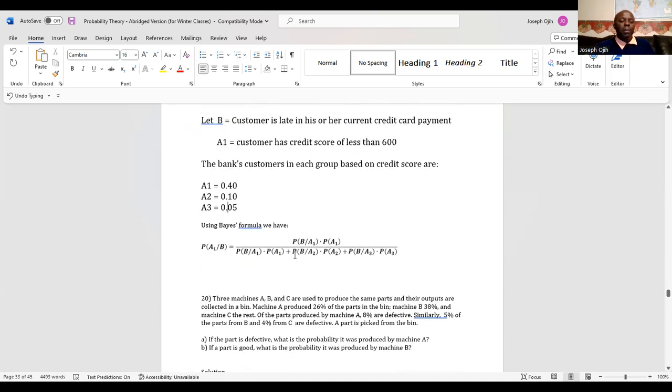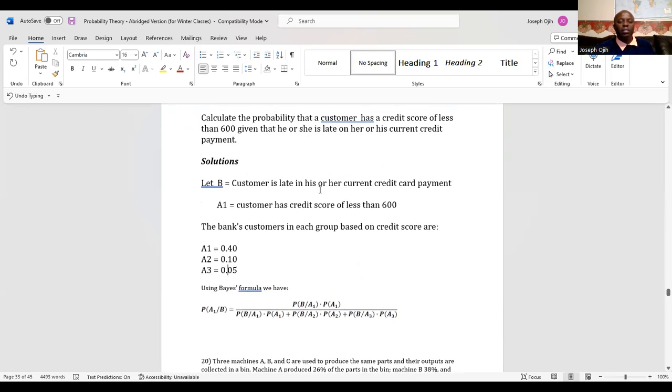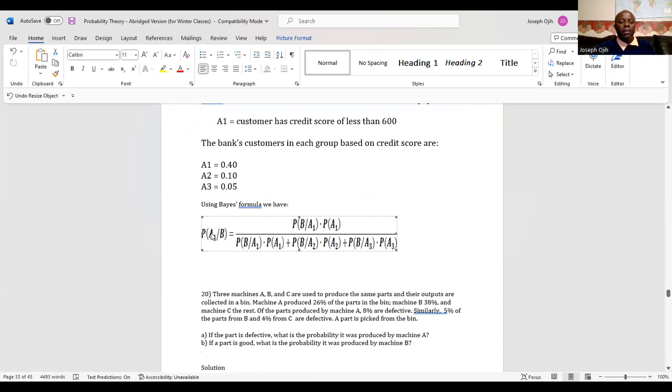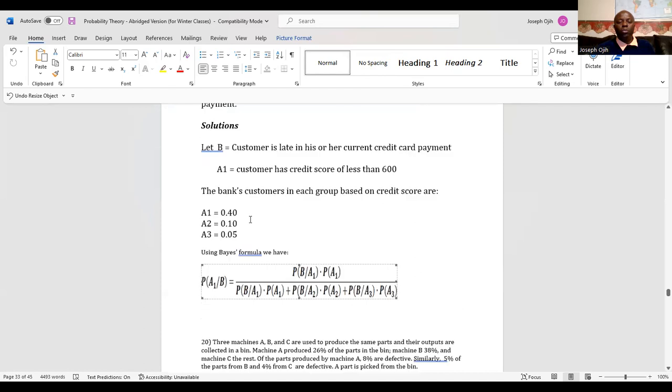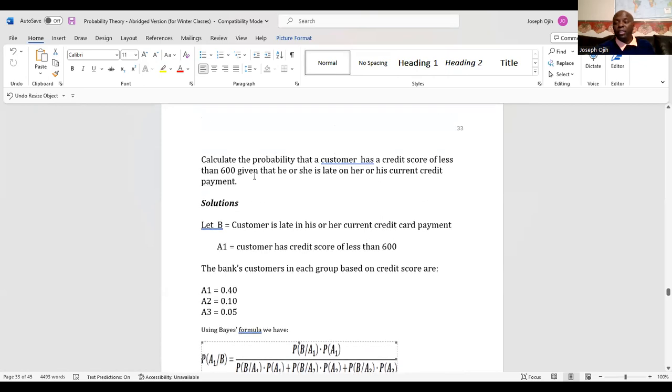So now, the probability we're looking for is this: that the customer has a credit score of less than 600, given that he or she is late with her payment. That means the probability of A1 given B, where A1 means that the customer has a credit score of less than 600, and B is that he or she is late with her payment. So remember that B is the customer is late with his or her payment, and A1 is the credit score of less than 600, which is what they asked us to find.